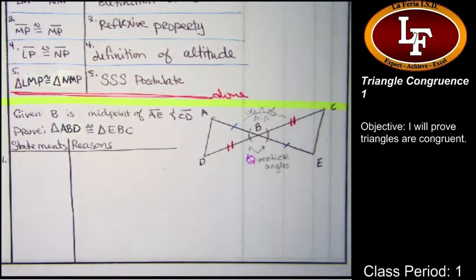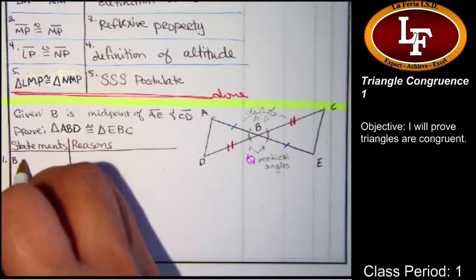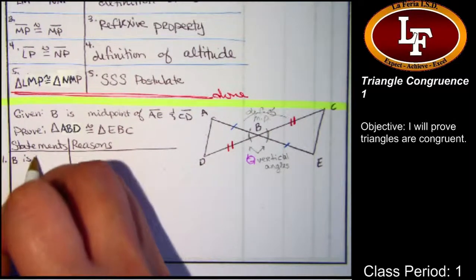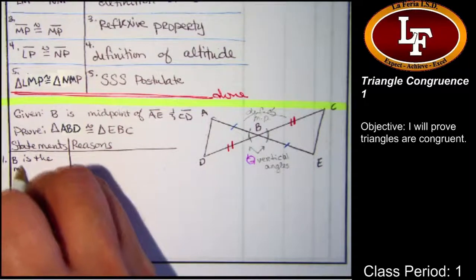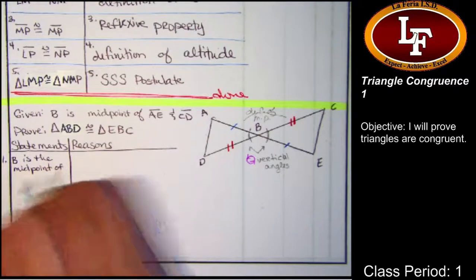All right, turn it into your 2-column proof. Start with your given. So always start with the statement that's given. Always end with the statement that says prove. B is the midpoint of A, E, C, D. Do it, write it. And you need to somehow make it fit the space you have left.